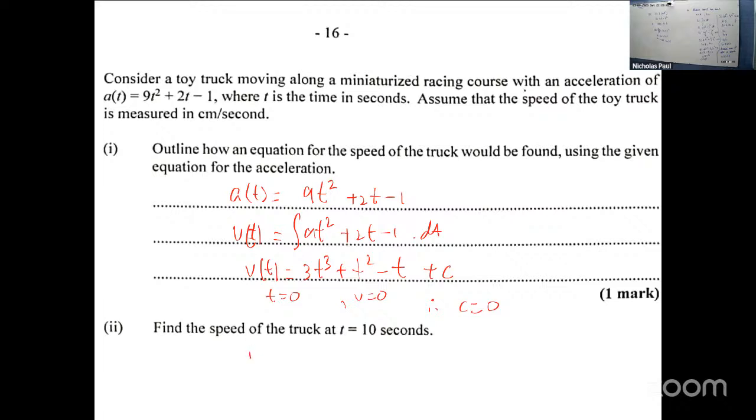So we know what the equation is. The equation is v is equal to 3t cubed plus t squared minus t. Then plug in t is 10. How much is that? 3090 centimeters per second. All right. And last part.